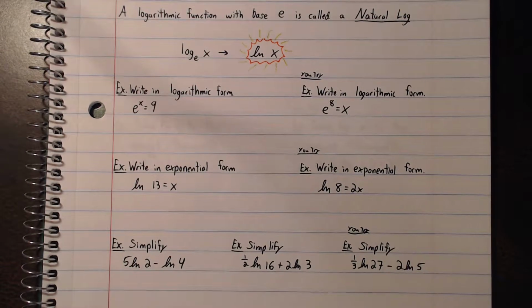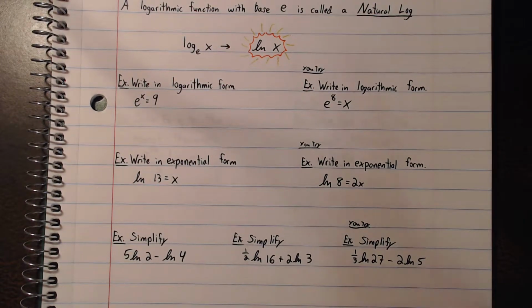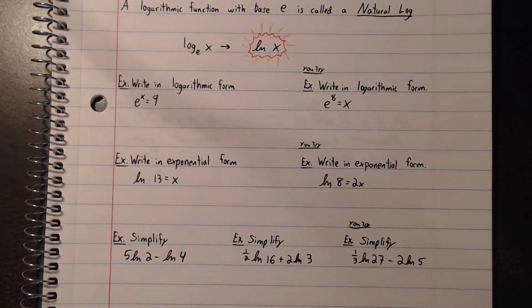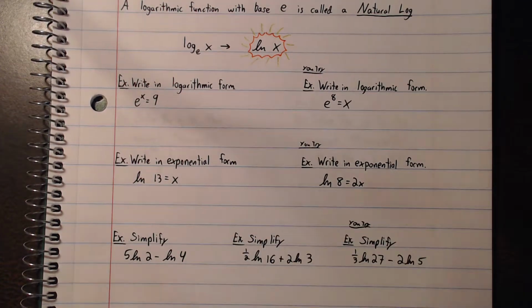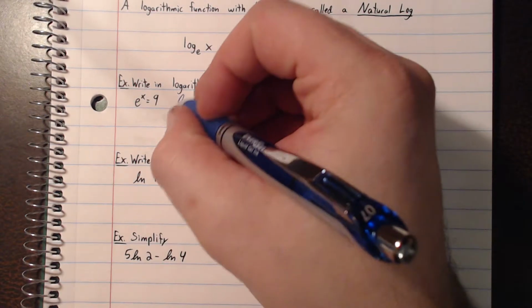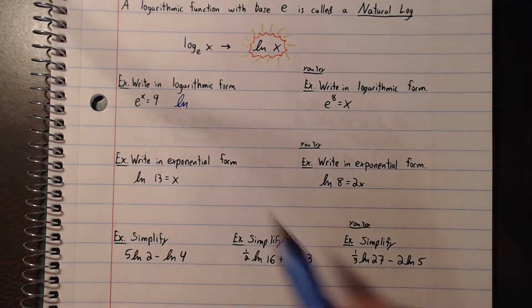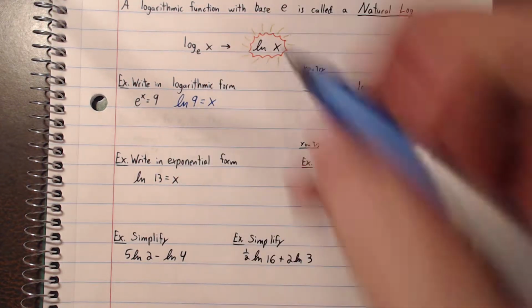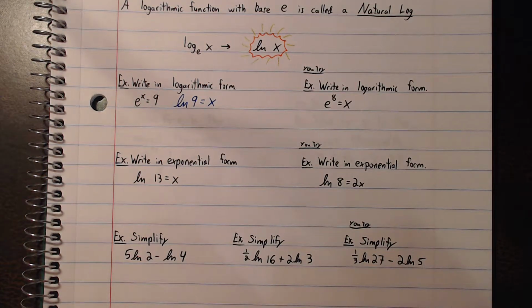So for these couple of problems, they say write in logarithmic form. All that we're going to notice is that it's the same thing as before. Our base is going to be the base, but because it's a base e, we're going to rewrite it as ln. So here we have ln, because we switched our base. We're going to switch that 9 into the x position, and that's what we get: ln of 9 equals x.